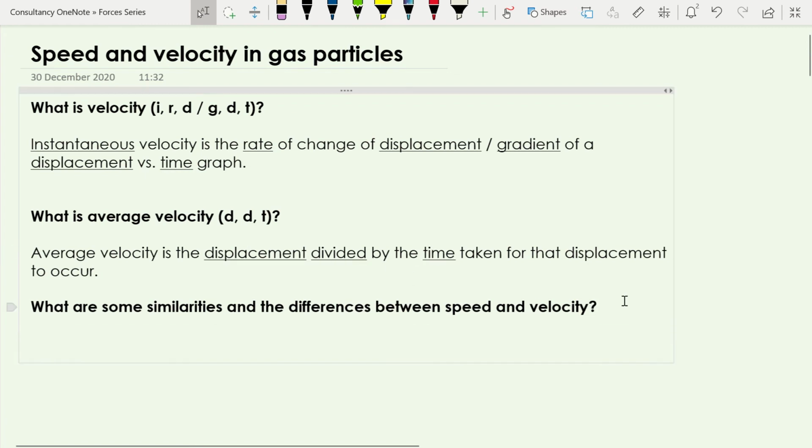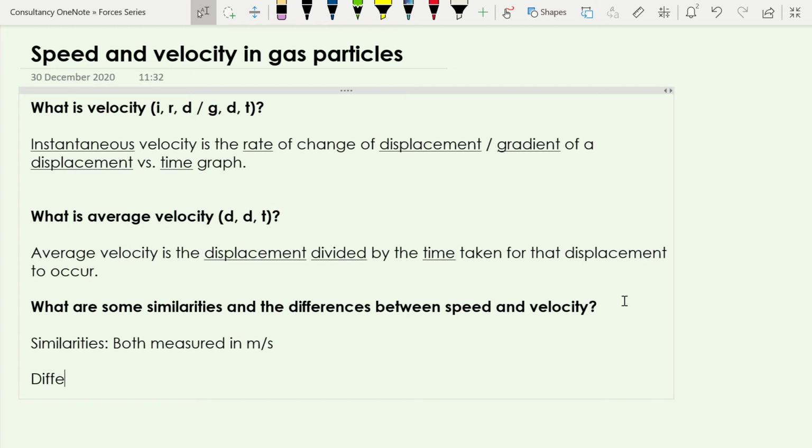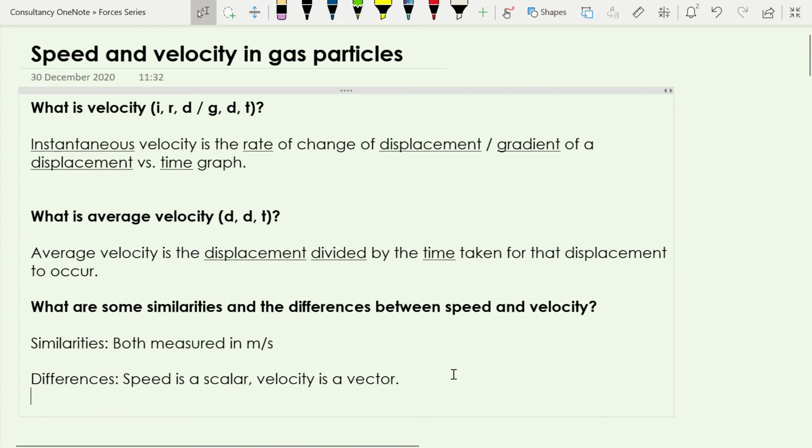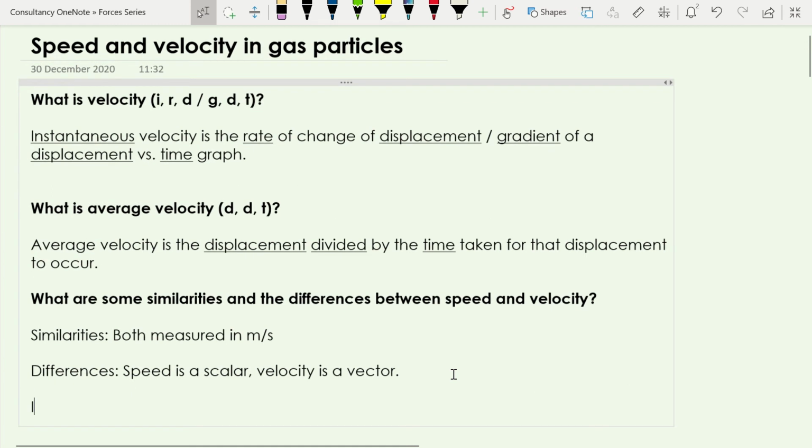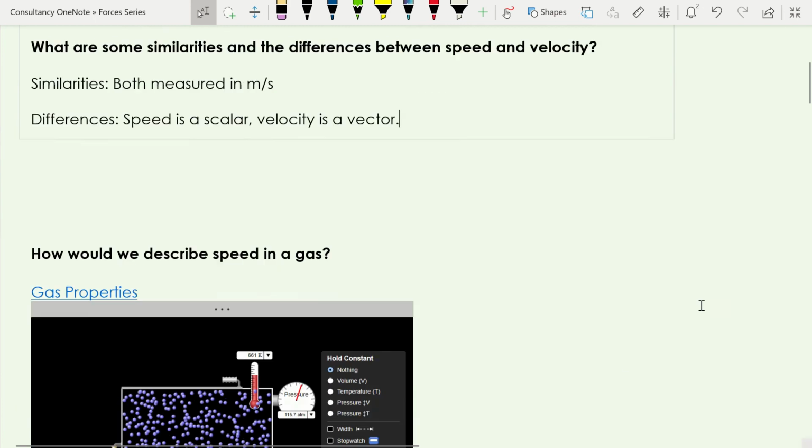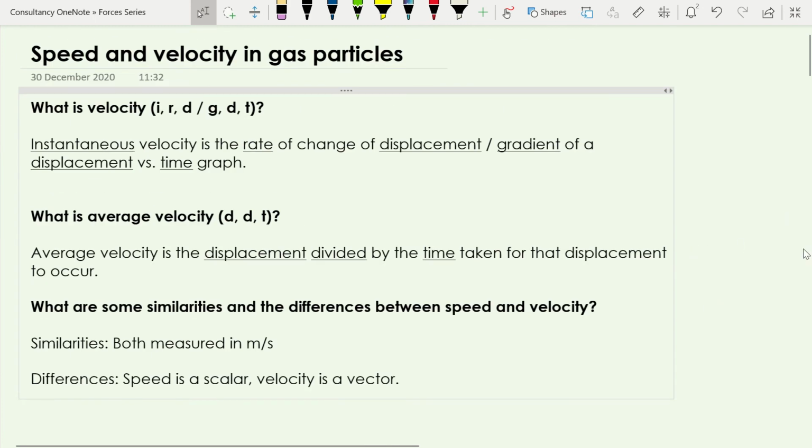So some similarities between speed and velocity. Well, they are both measured in meters per second. It would be a fairly similar way of doing it. So differences. So speed is scalar, velocity is a vector. I think you have to be a scalar. And the other thing we might put in here is, actually, no, that'll do for now. We don't want to be overcrowding ourselves with detail. That will do for now.